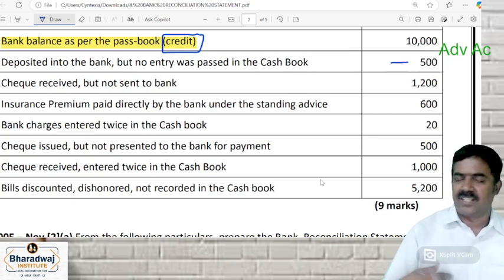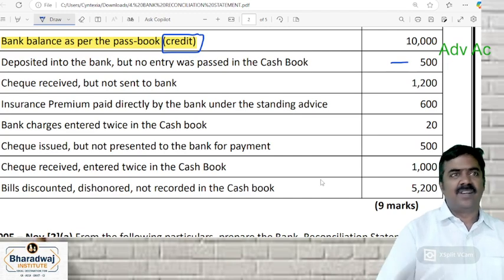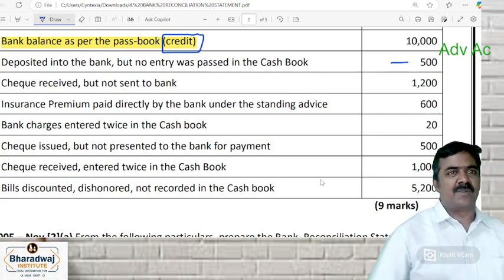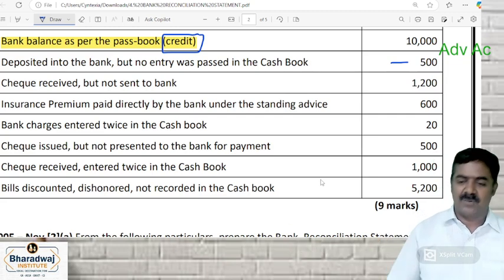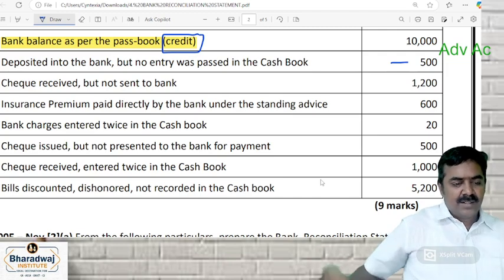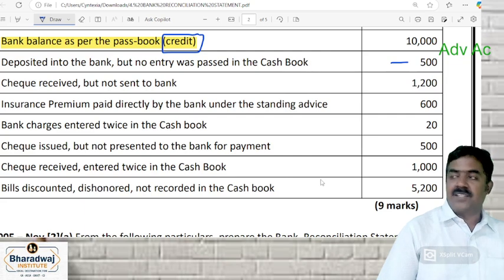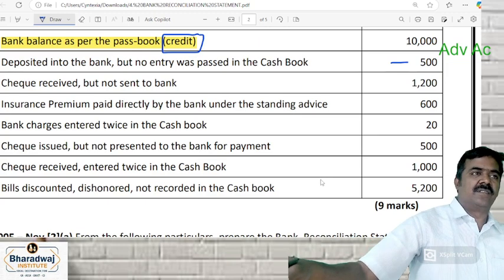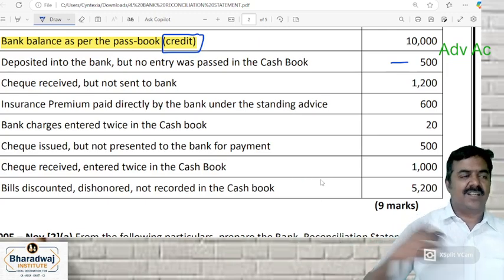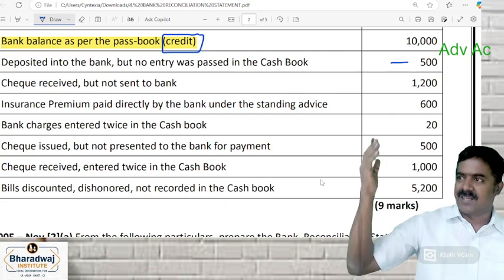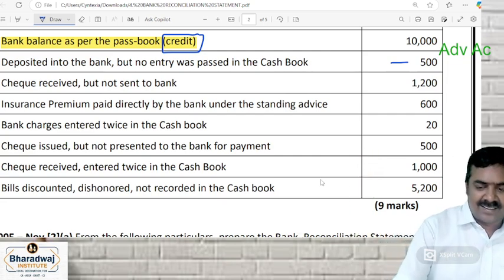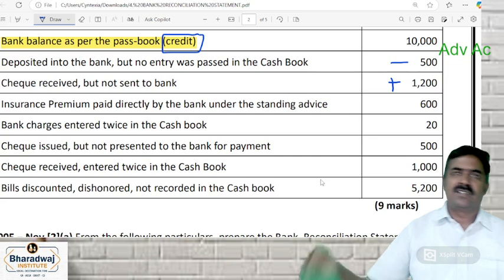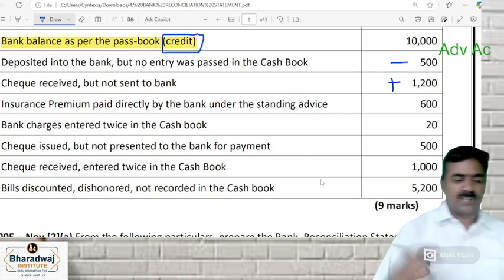We got the check from the customer, deposited inflow, added in the passbook, not added in the cash book. According to the customer, we have to adjust. Who are we? We are banker. Minus 500. Check received but not sent to the bank. Customer check receive பண்ணனும் என்ன பண்ணிருப்பான்? ஆட் பண்ணிருப்பான். Bank வந்தாதான் நாம ஆட் பண்ணுவோம். But customer has added, let us also add it. While receiving the check, let us also add it.